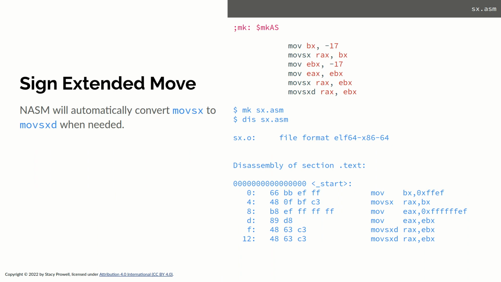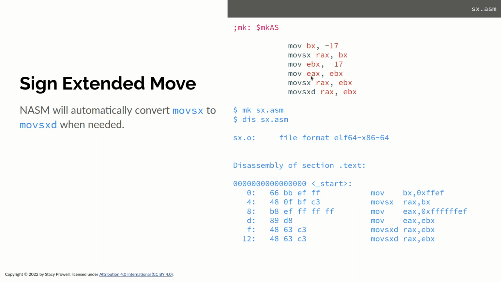So let's take a look at that up close. So -17 into BX. Look at that. There it goes. BX into RAX with sign extension. There it is. -17 into EBX. There it is. Notice how we have more ones up front here because now we're in a 32-bit number.